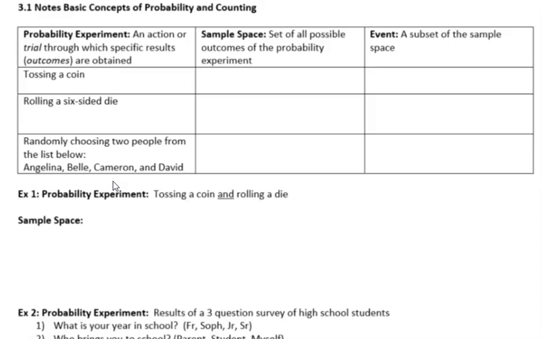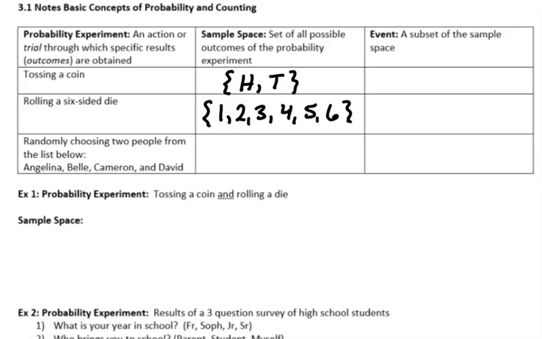Each probability experiment has a sample space, or a set of possible outcomes. So for tossing a coin, the set of possible outcomes are getting heads or getting tails. For rolling a six-sided die, the possible set of outcomes, or the sample space, are the numbers 1, 2, 3, 4, 5, and 6.